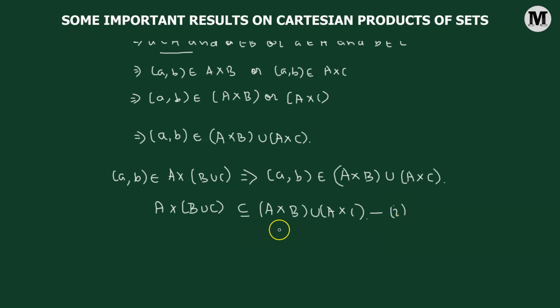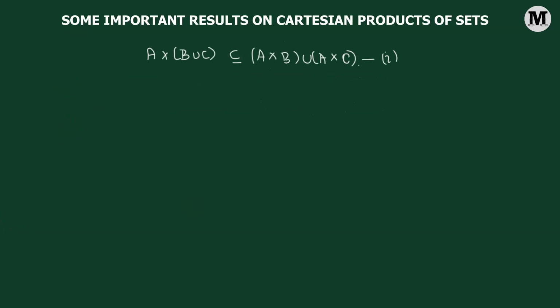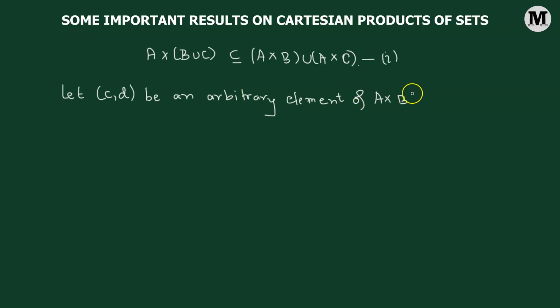Now we'll have to show the other way around. We have to show that the Cartesian product of A and B union the Cartesian product of A and C is also a subset of the Cartesian product of A and B union C. Now for this, we'll be considering another ordered pair. Let C comma D be an arbitrary element of the set the Cartesian product of A and B union with the Cartesian product of A and C.